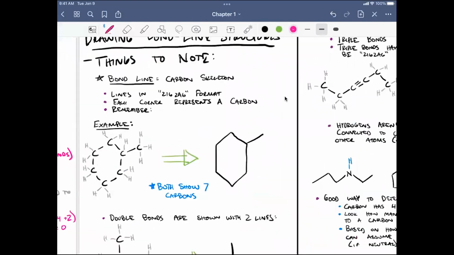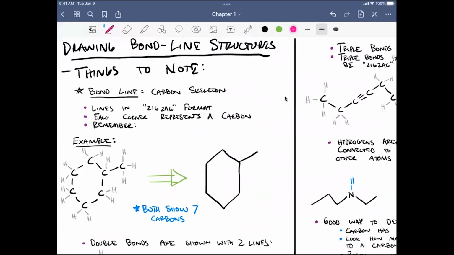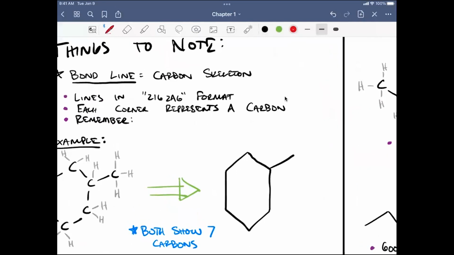Let's talk about how I know how to draw those bond line structures, which is very crucial in organic chemistry. You guys will get the hang of it very fast. A couple things to note here. If you hear the term carbon skeleton, that's the same thing as saying a bond line structure. If they're single bonds, they're often in a zigzag format. So if you have, let's just say a row of carbons, let me fill in the hydrogens as well.